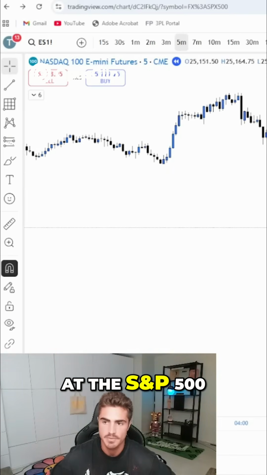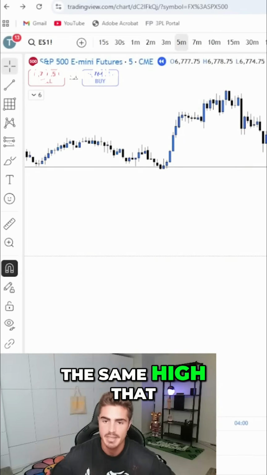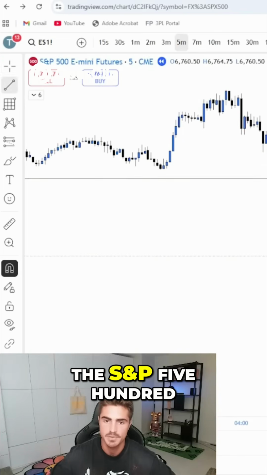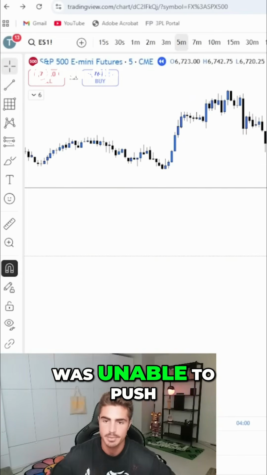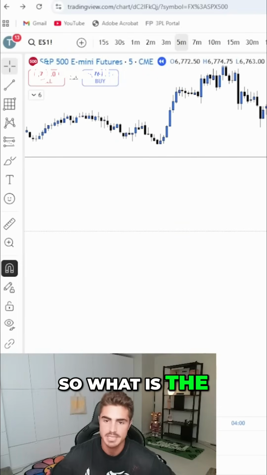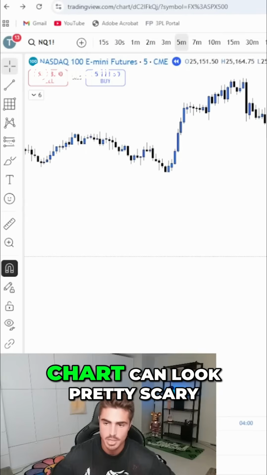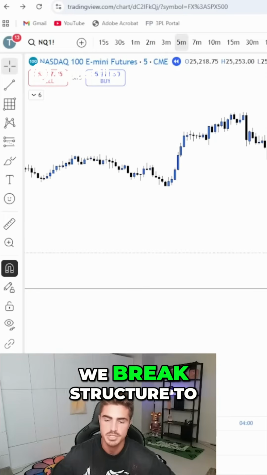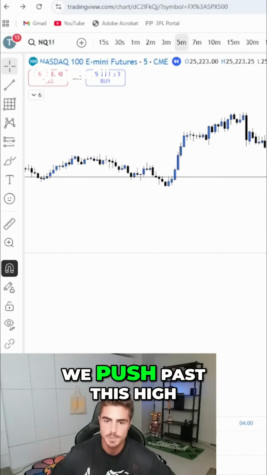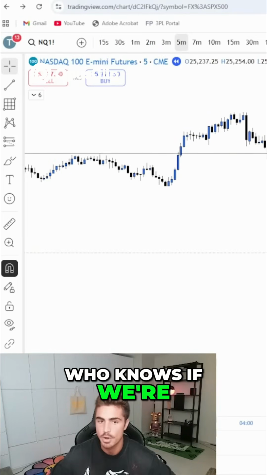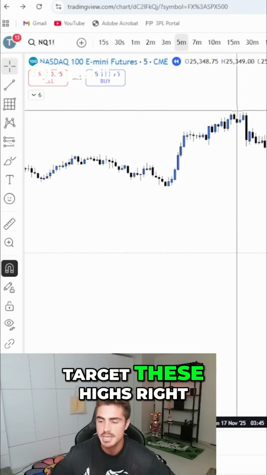But if we look at the S&P 500, the same high that NASDAQ pushed past, the S&P 500 was unable to push past it. So what is the S&P 500 telling the NASDAQ? Because this NASDAQ chart can look pretty scary, right? We break structure to the upside, we come up, we push past this high. Who knows if we're going to push higher? We could want to target these highs, right?